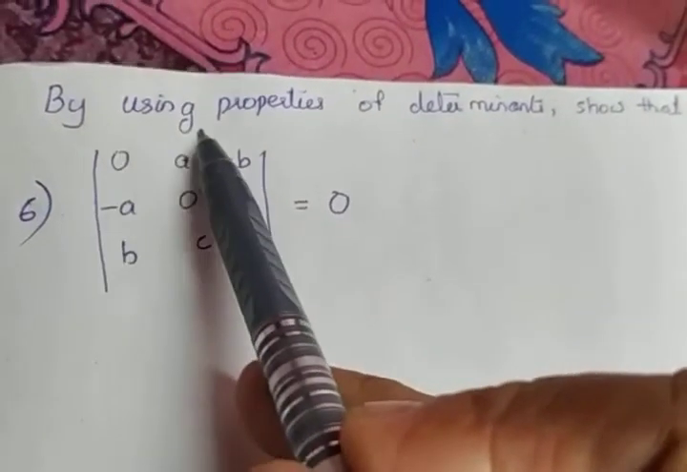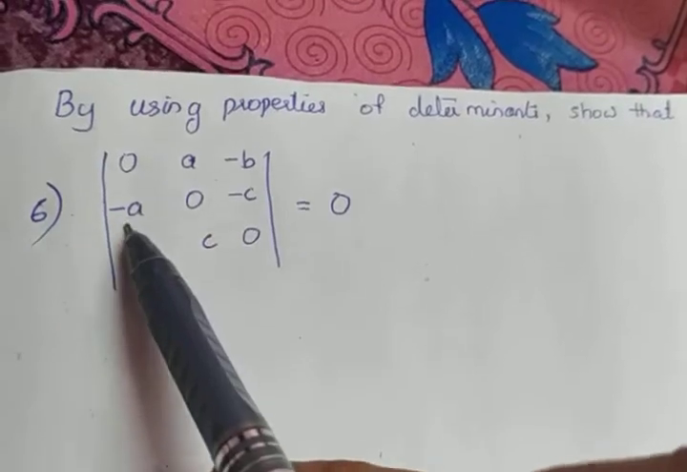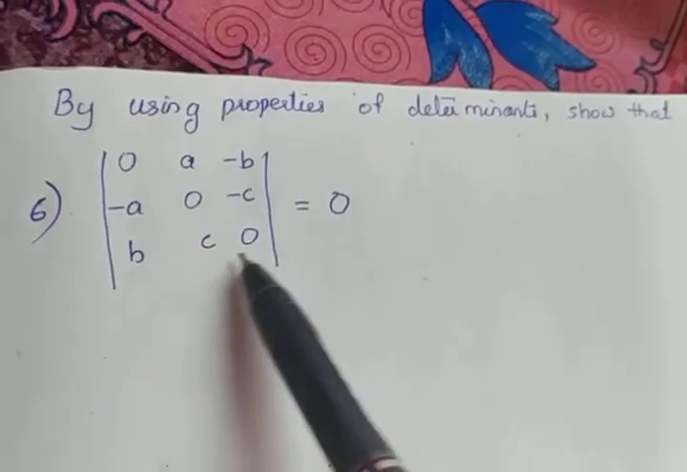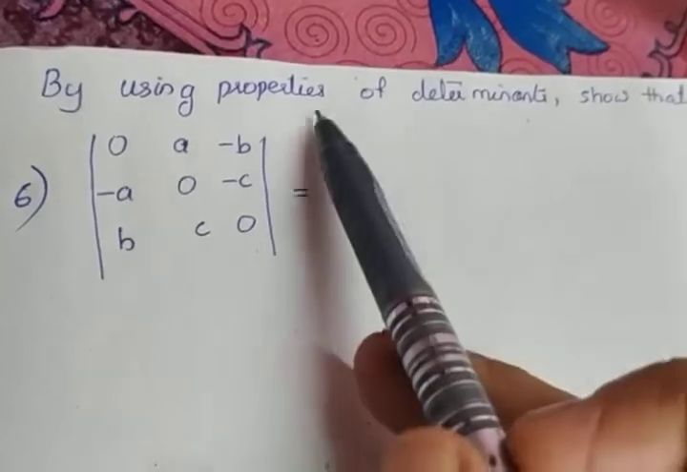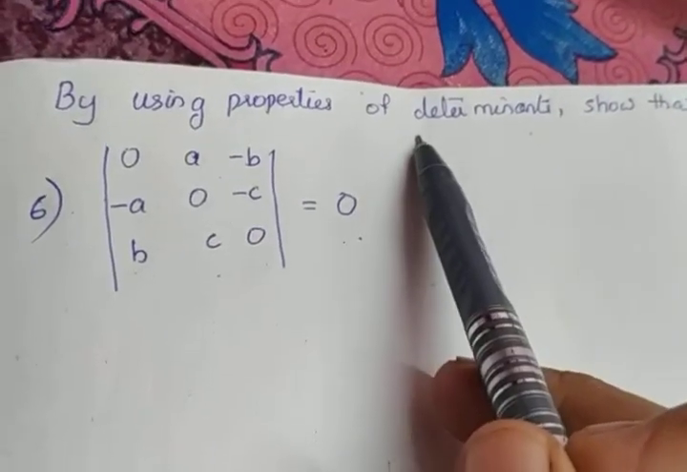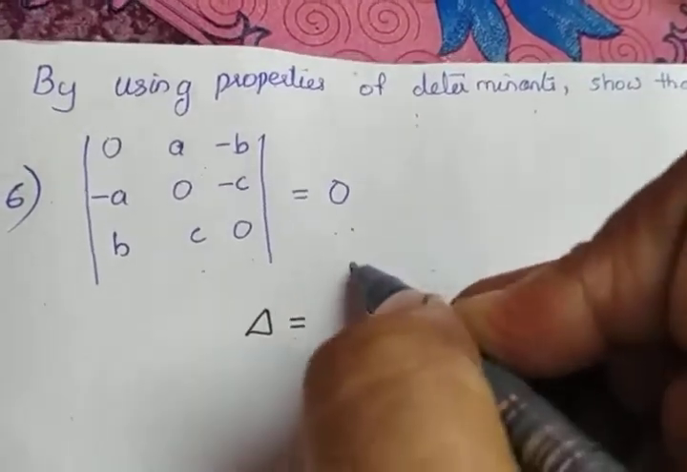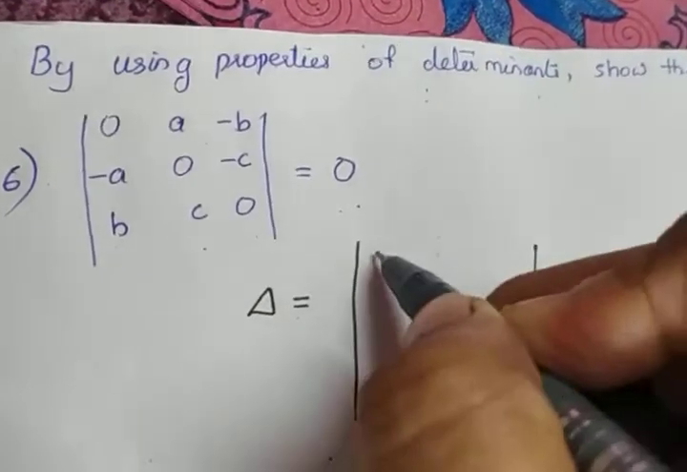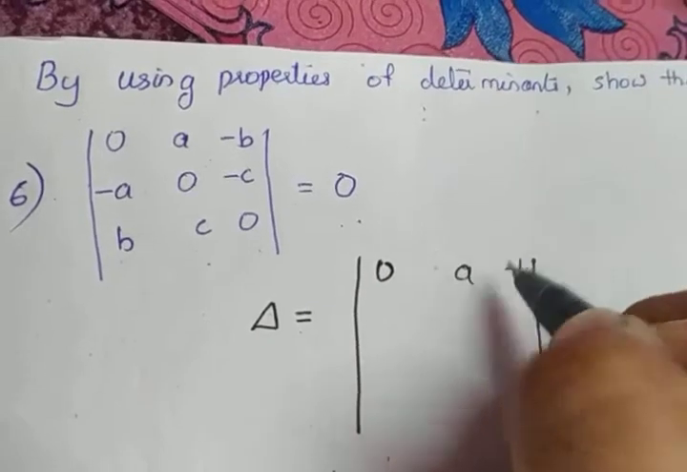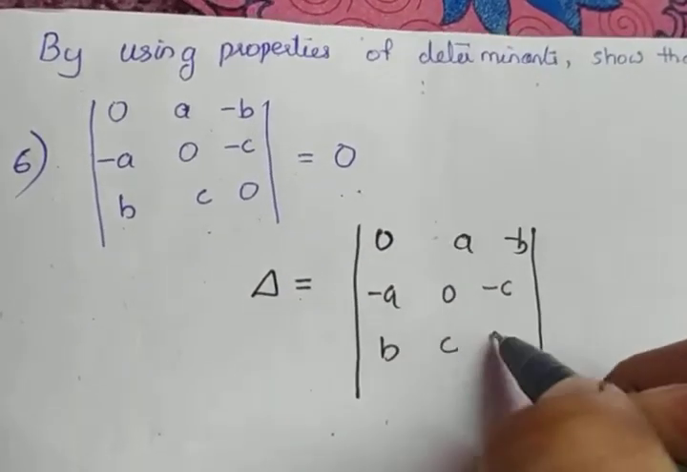The question is, by using properties of determinant, show that the determinant 0, a, minus b; minus a, 0, minus c; b, c, 0 is equal to 0. The question is to prove that this determinant equals 0 by using properties of determinant. So what we are going to do is take the determinant and name it delta. It is 0, a, minus b; minus a, 0, minus c; b, c, 0.